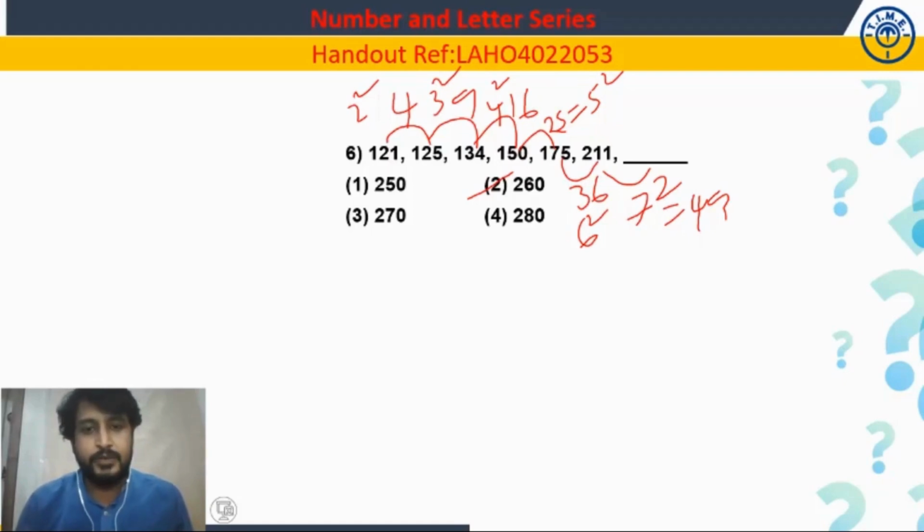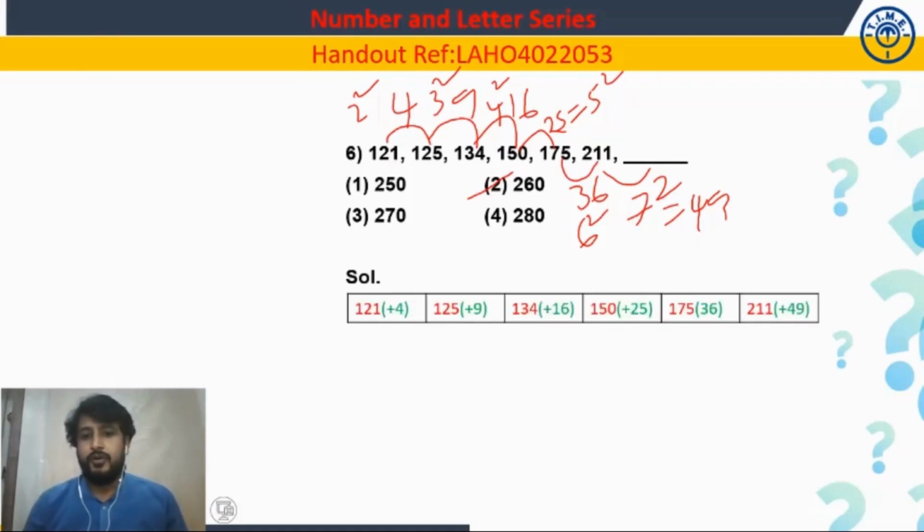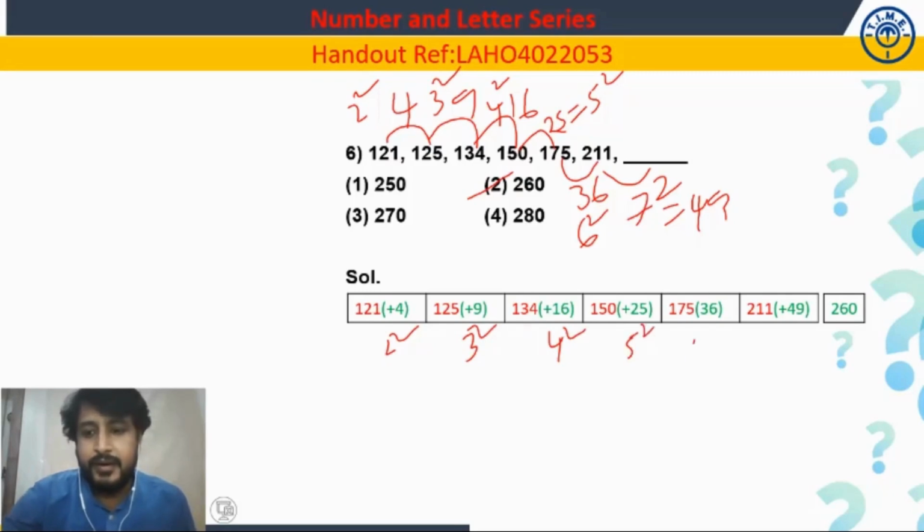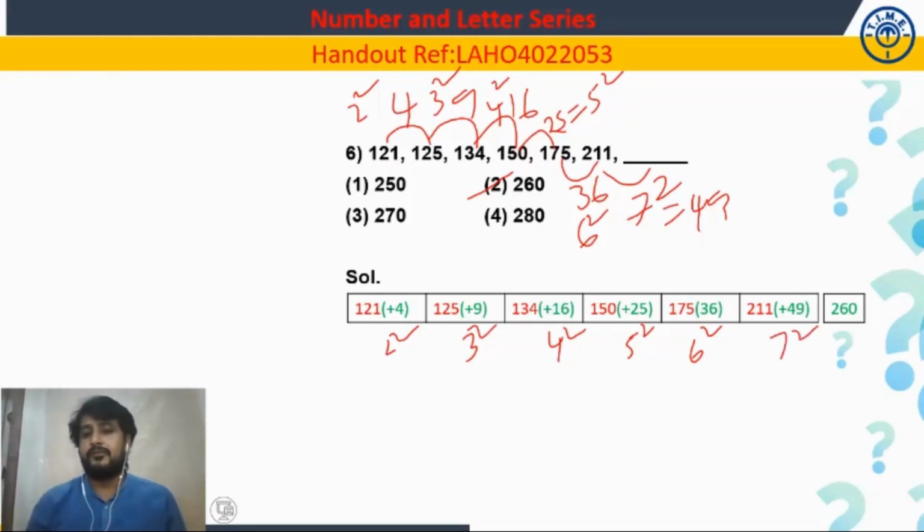Any confusion? No. Okay. Please copy the logic. 4, 9, 16, 25, 36, 49. And next will be 211 plus 49, 260. 4 is nothing but 2 square. 9 is nothing but 3 square. 16 is nothing but 4 square. 25, 5 square. 36, 6 square. 49, 7 square. Consecutive natural number squares.